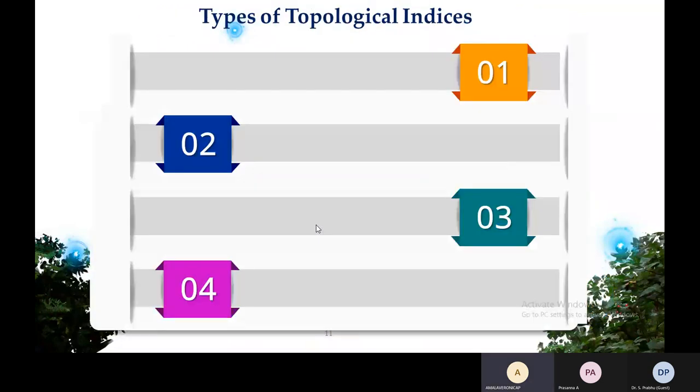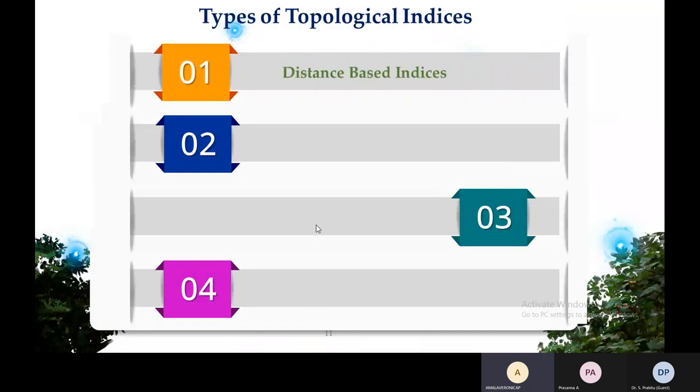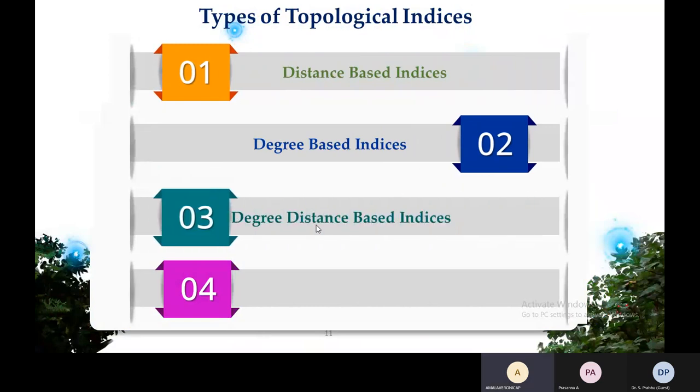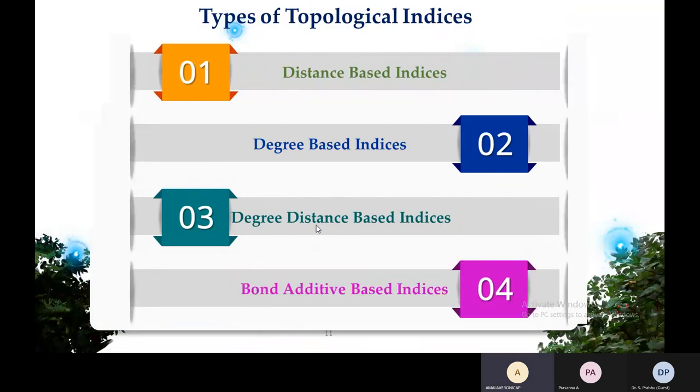Various types of topological indices. There are 4 major types of topological indices. First one, distance-based indices. The Wiener index will come under distance-based indices. And degree-based indices will be the first Zagreb, second Zagreb, and all other degree-based indices, which sister has already discussed. And degree-distance based indices, which are going to be a blend of degree as well as distance, and bond-additive based indices.